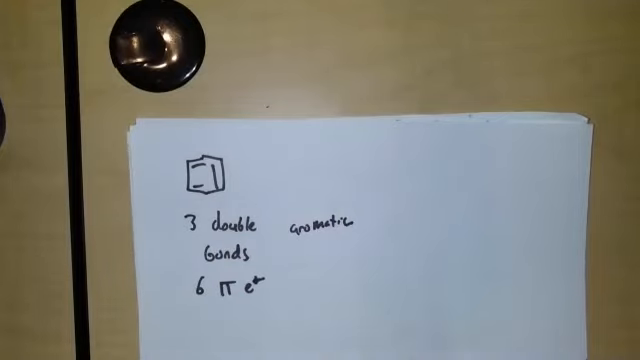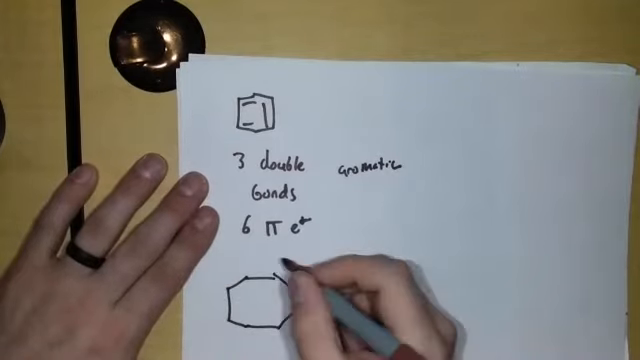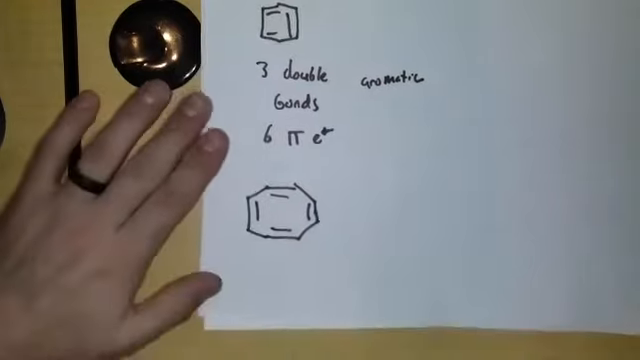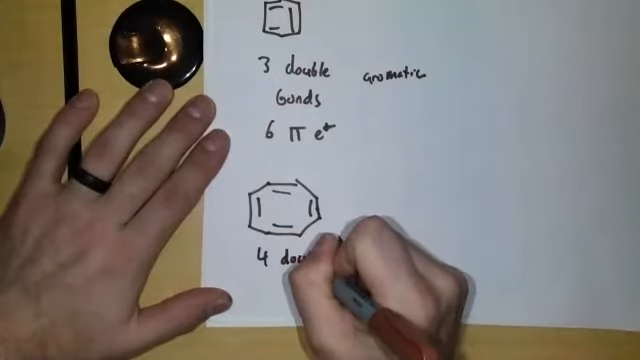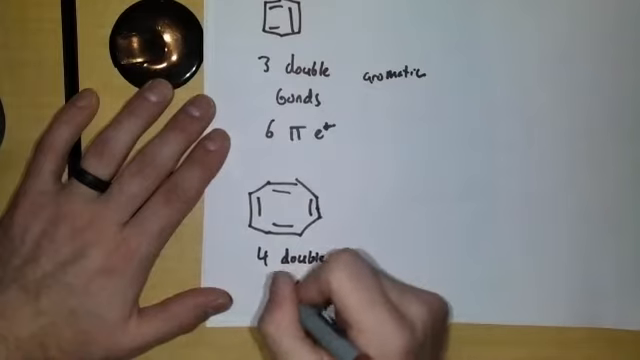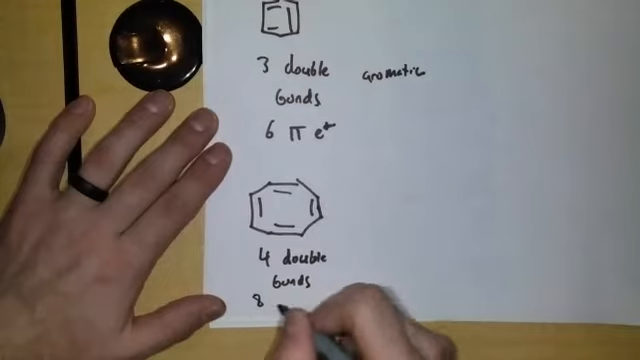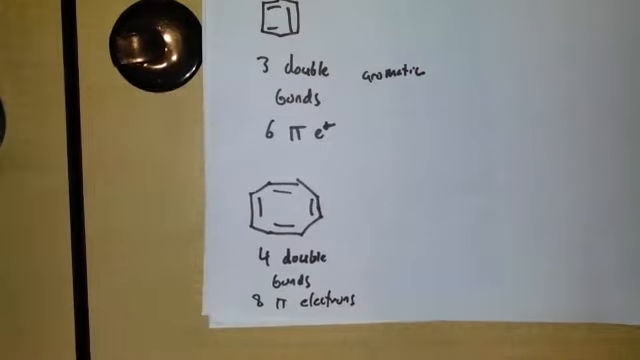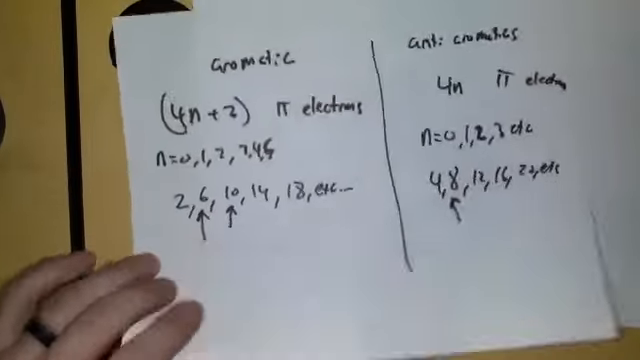If we look at a different compound, so let's take this 8-membered ring with 4 double bonds. Because of that, it has 8 pi electrons. We look back at this little chart we made, and it's over here in the 8. So it's going to be anti-aromatic.